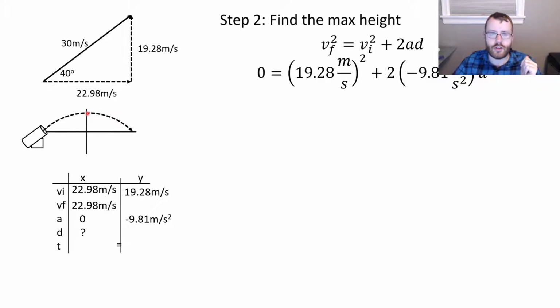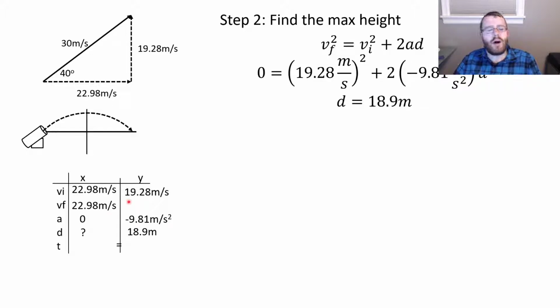So just like a vertically launched projectile question, at the top of the arc, our speed in the y is going to be 0. Solving for distance, I get 18.9 meters. And that is, again, the height that it ends up traveling. Now, I'm going to put that in right here.